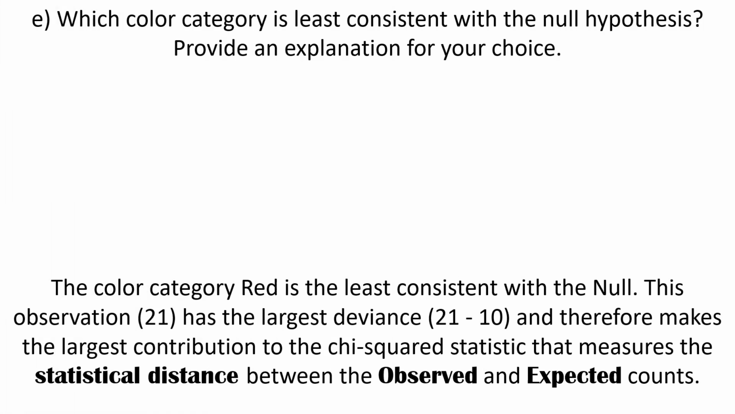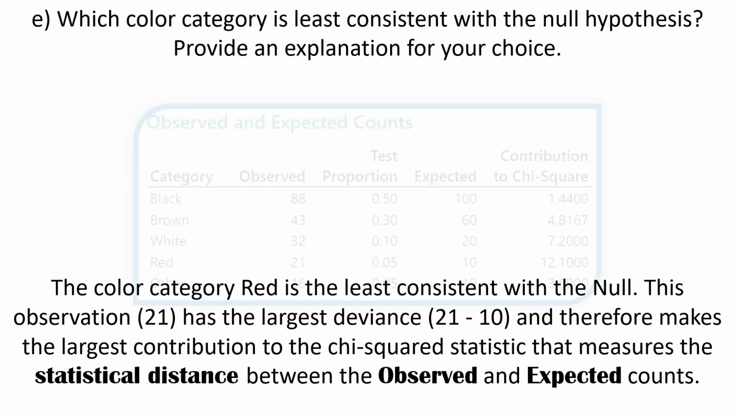Oh boy, here's another. I see on the bottom, I left that in. I meant to animate that. Anyway, which color category is least consistent with the null hypothesis, and explain your choice?